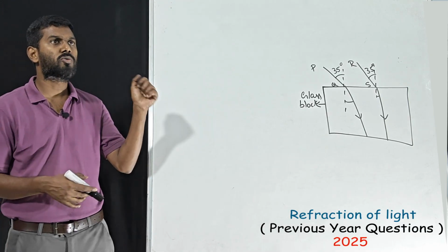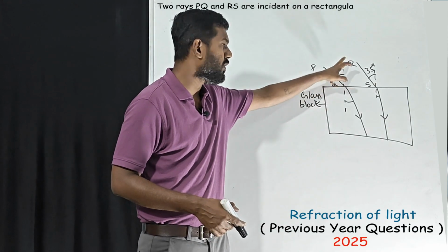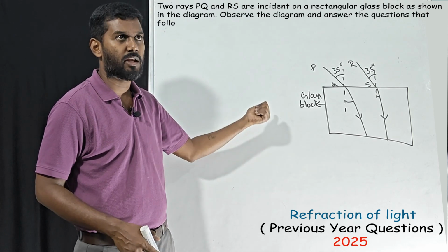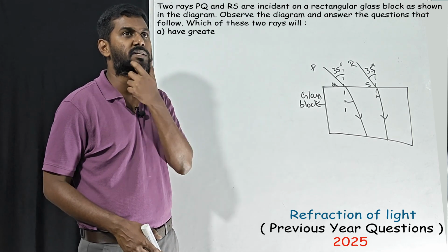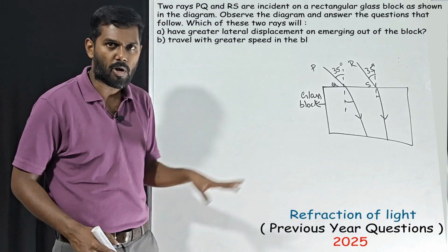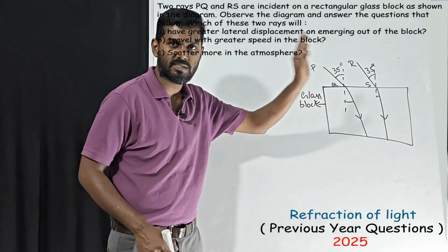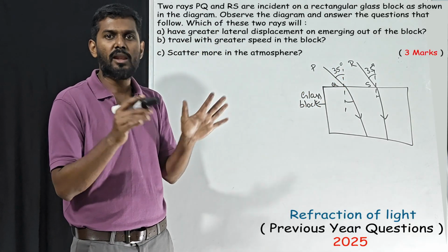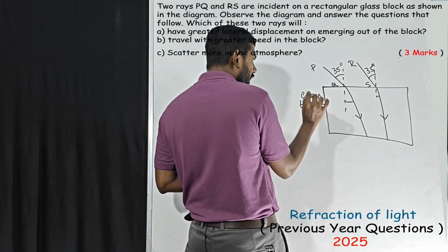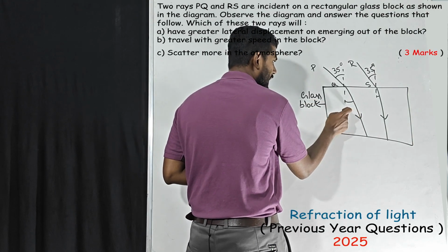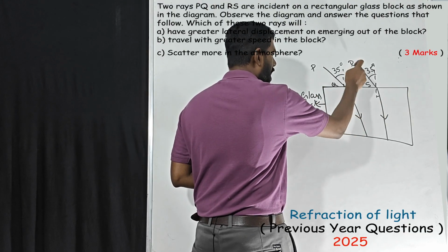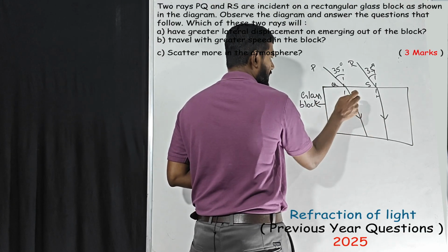Our next question: two rays PQ and RS are incident on a rectangular glass plate as shown in the diagram. Observe the diagram and answer the questions that follow. Okay, first we'll observe the diagram properly. Angle of incidence in both the cases is the same, 35 degree, 35 degree. So angle of incidence will not come into picture. Next, see the angle of refraction. According to the diagram, the angle of refraction for PQ is more compared to RS. See, the angle of refraction is very less compared to this one.